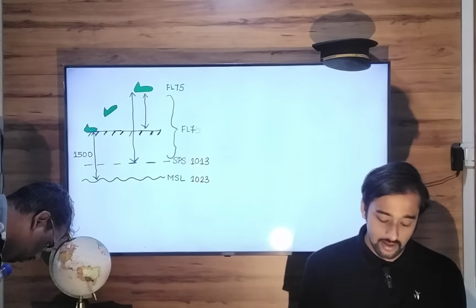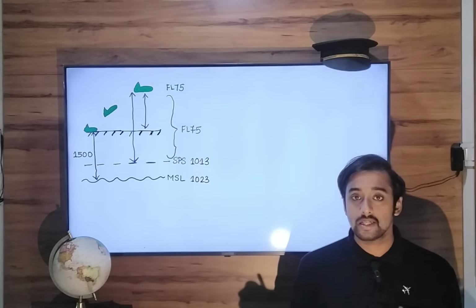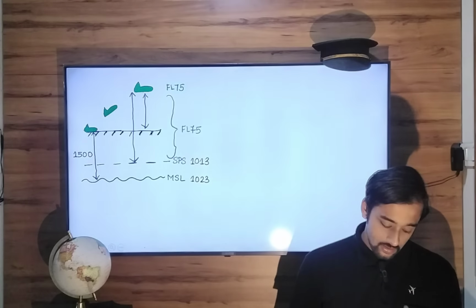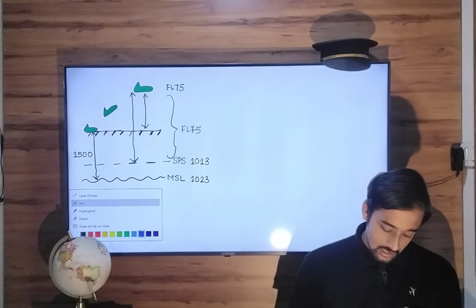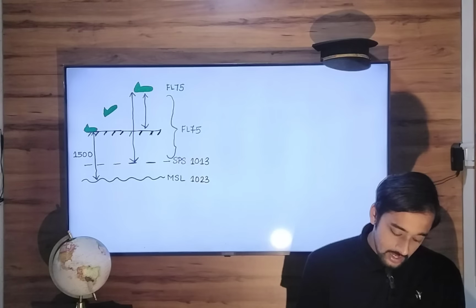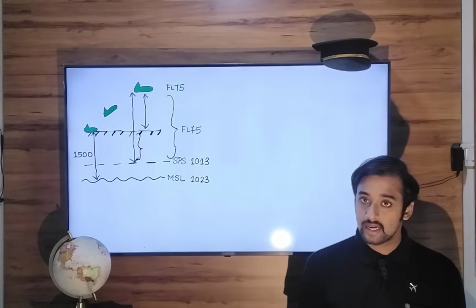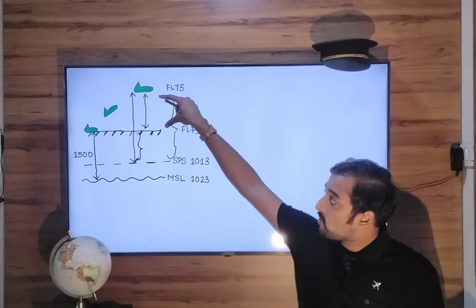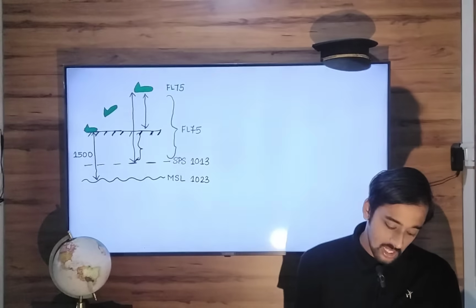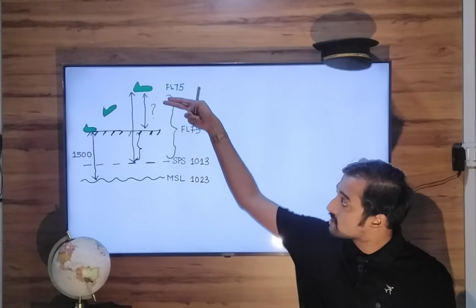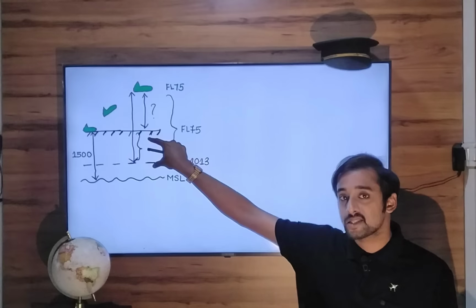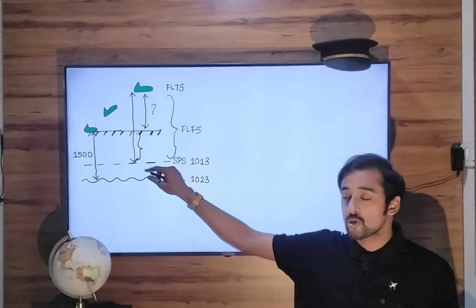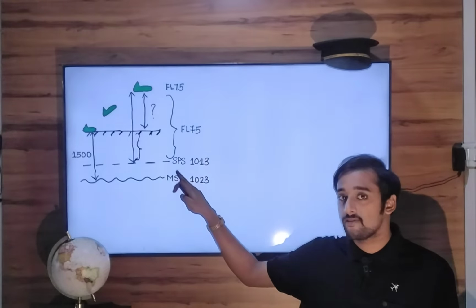Correction, flight level 75. This entire thing is flight level 75. Out of that, we will first find out this. Flight level 75 is made of this part and this part. Now we want to find this part, the question mark part. To find that from this entire thing, we will have to eliminate this portion, which we can do by finding out this small portion existing between two pressure levels.